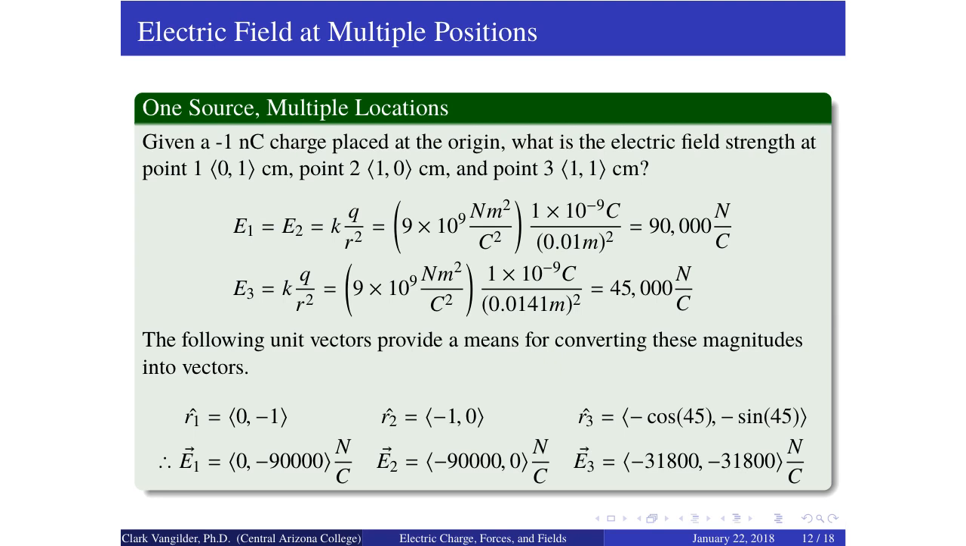This unit vector, R1, why is it 0, -1 when the location was 0, 1? Well, a little bit ago we were just talking about how the electric field direction is minus R, or vice versa.